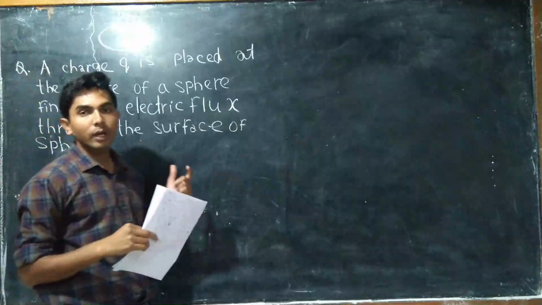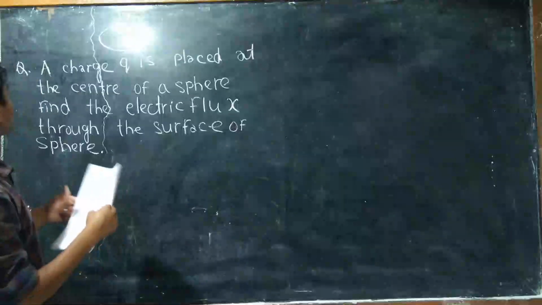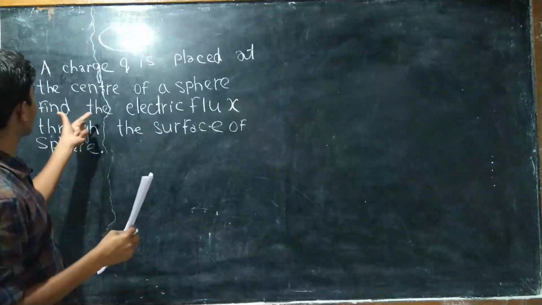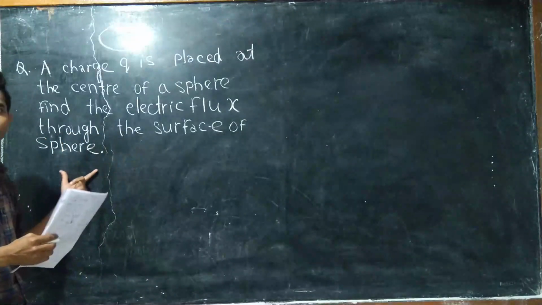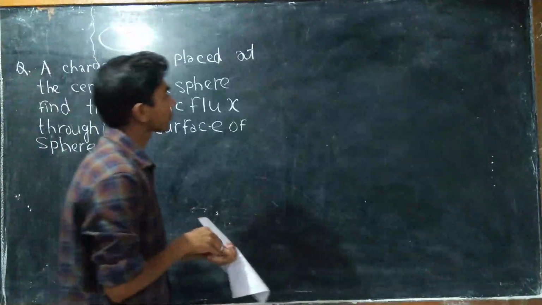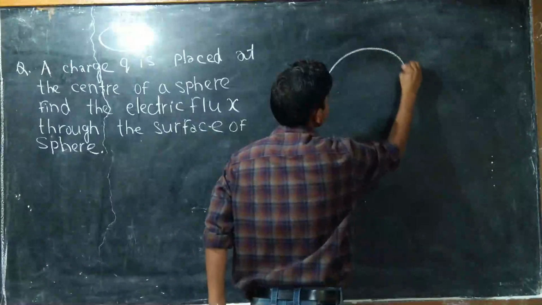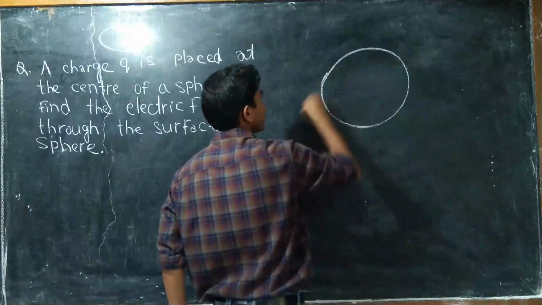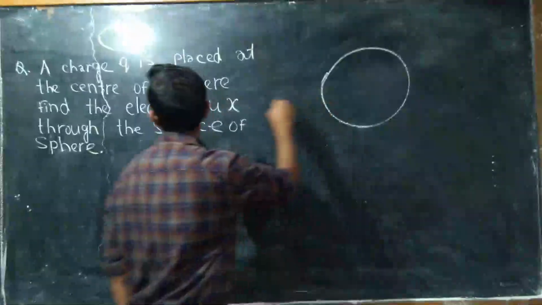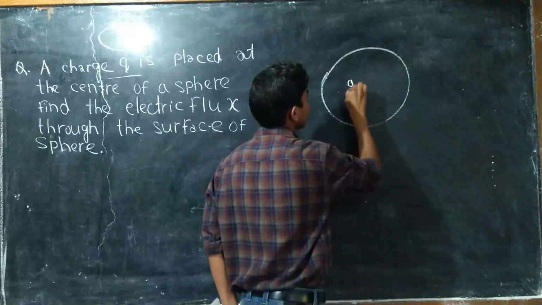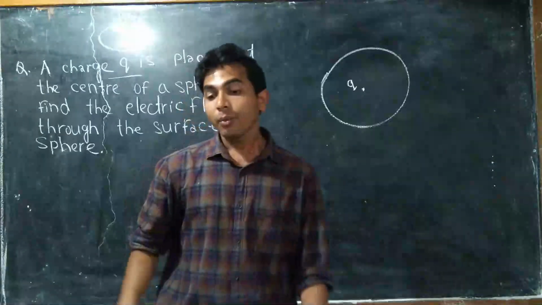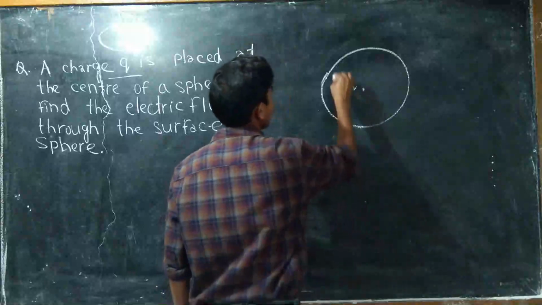So see the question. Now you can see I've written the question. What is the question? A charge q is placed at the center of a sphere, and we have to find flux through the surface of the sphere. So suppose this is your sphere, and there is a charge q. This charge q is kept at the center of the sphere, and we have to find flux through this sphere.